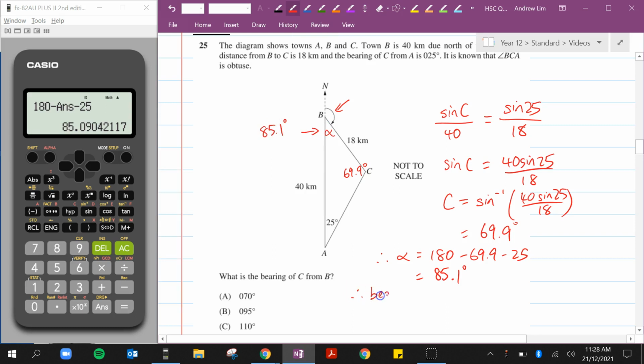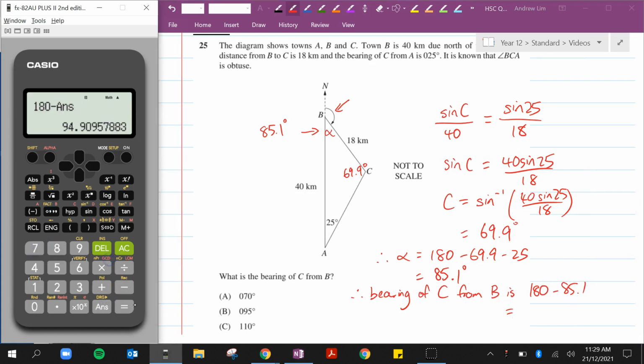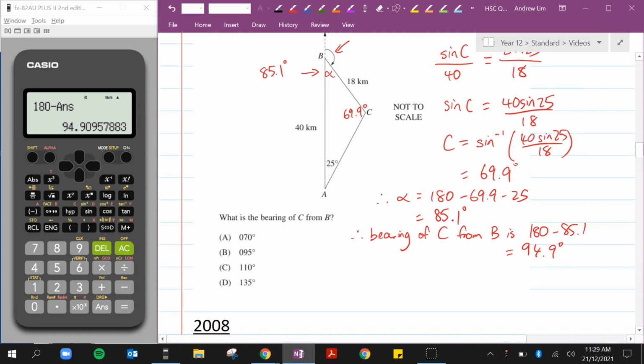Therefore, the bearing of C from B is 180 minus that, 94.9, which is about 95 degrees, so the answer is B.